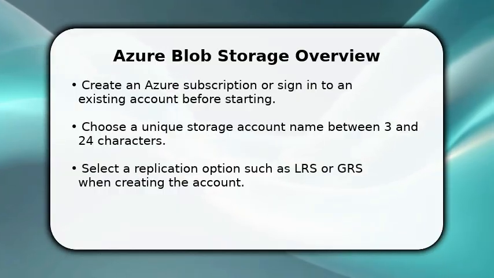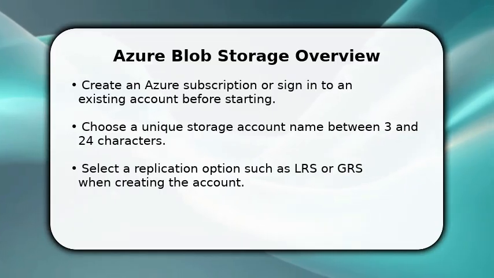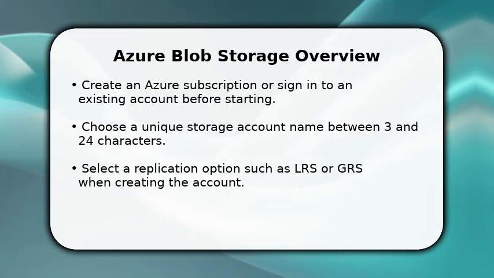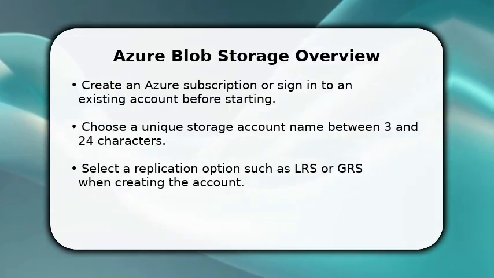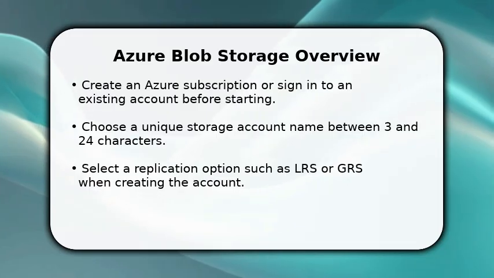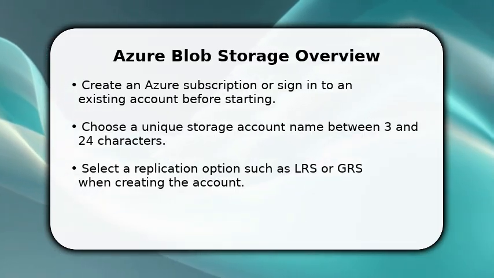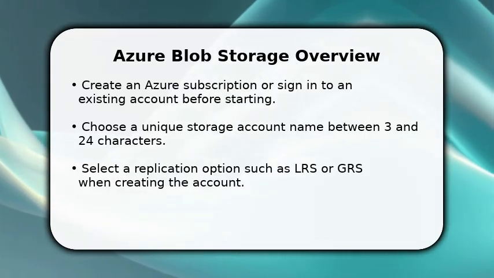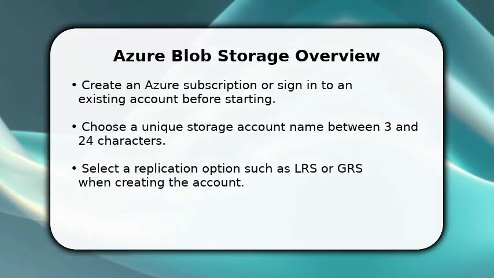Start by signing into Portal Azure. Come with an active Azure subscription. Prepare a unique storage account name between 3 and 24 characters. Plan replication and performance needs and choose LRS, GRS, or ZRS accordingly. Decide access tiers like Hot, Cool, or Archive for cold storage cost savings.